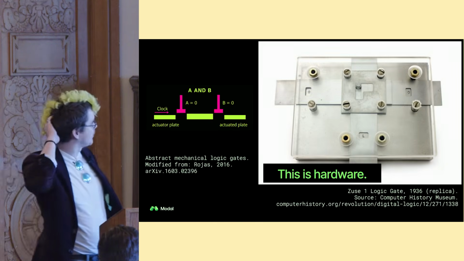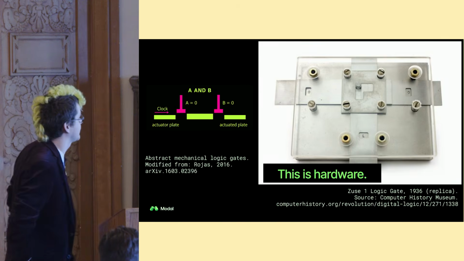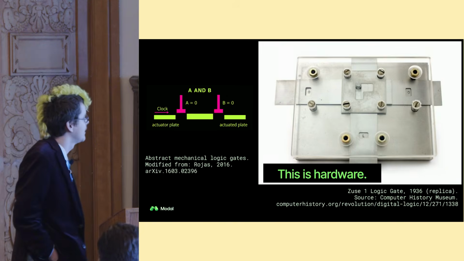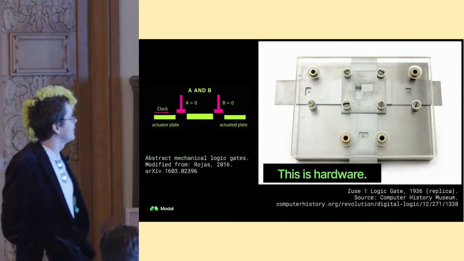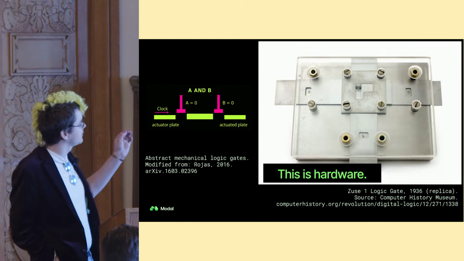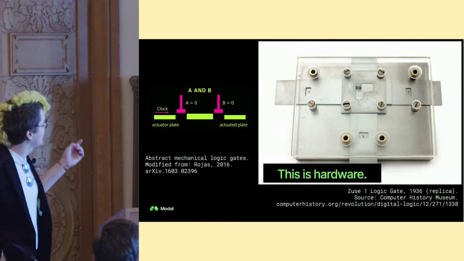Just to remind people what hardware we're talking about here: we're talking about processors. This is basically what a processor is made out of. This is the Zuse Z1 computer, a logic gate from it. This was one of the early digital computers, a mechanical computer.